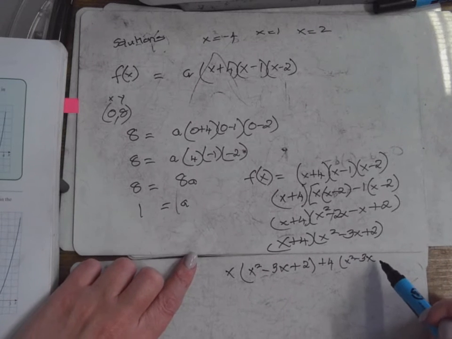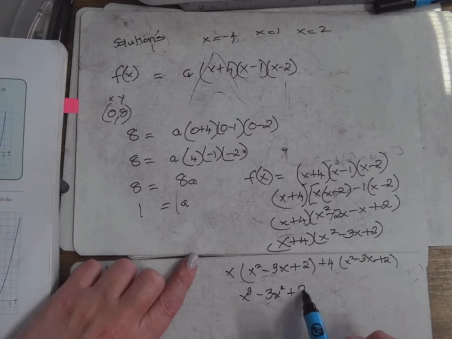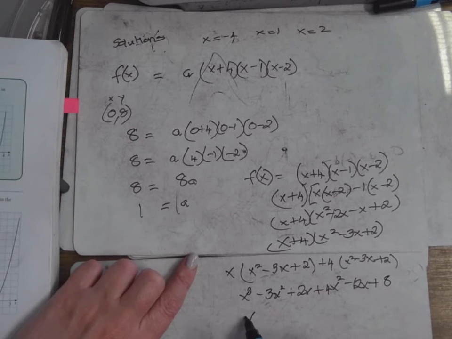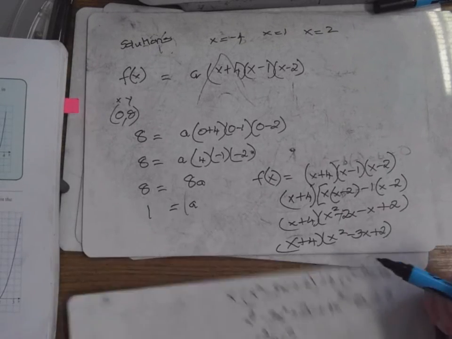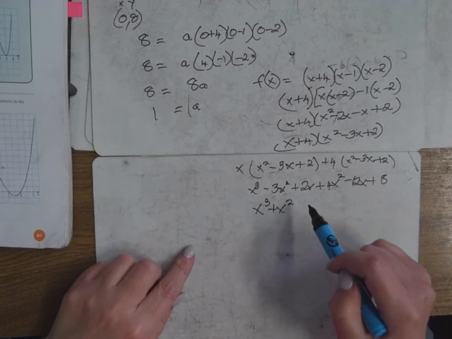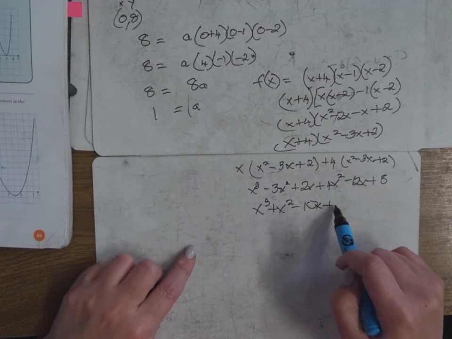So I'm just multiplying out here. That would be x to the power of 3 minus 3x squared plus 2x plus 4x squared minus 12x plus 8. Okay, tidying it up, x cubed, I have minus 3x squared plus 4x squared would be plus x squared. And then I have 2x and minus 12x would be minus 10x, and then I have a plus 8 at the end.